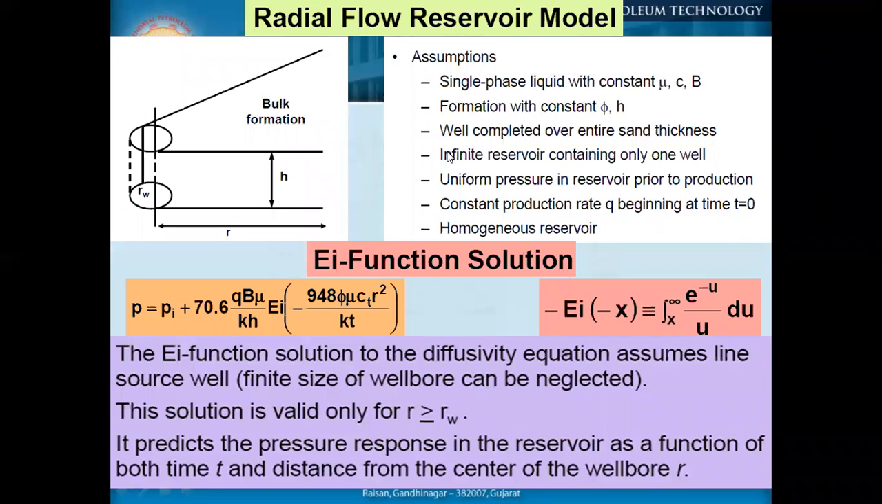Okay, so the line source solution. If you see here, this is our solution. That means the recorded pressure at a specific point is related to the initial pressure, certain characteristics of the reservoir, and the production rate, and the solution is the EI function, the exponential integral function. This EI function is the solution to the diffusivity equation assuming a line source well, where the finite size of the wellbore can be neglected. The solution is valid, so I will discuss it.